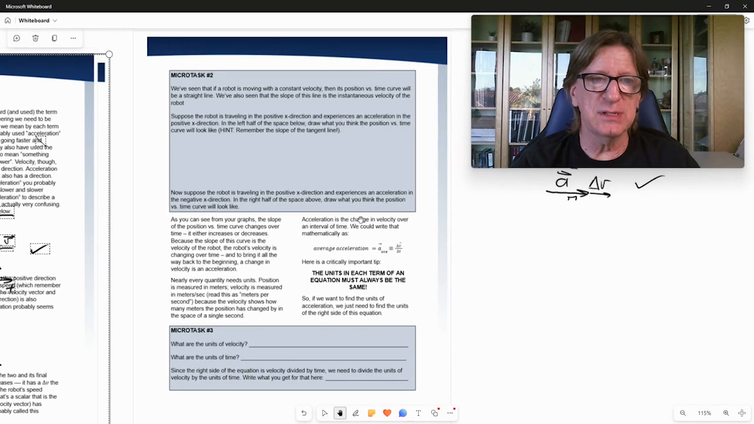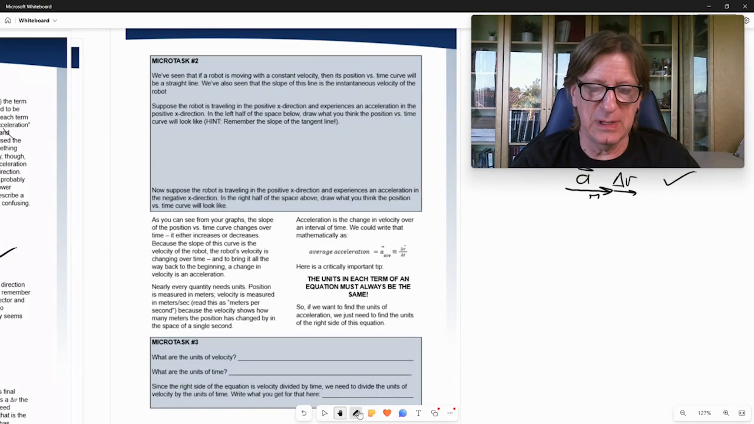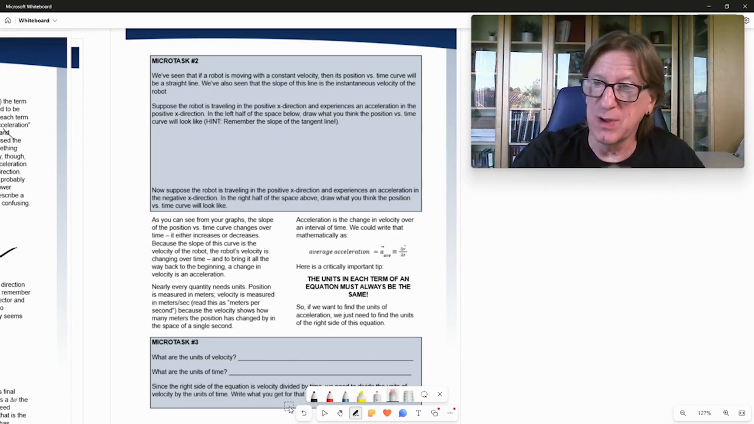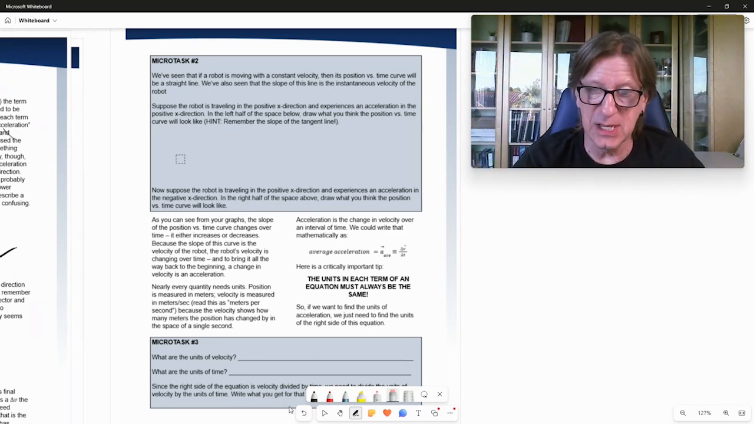So take a look at microtest 2 here. It says that we've seen that if the robot is moving with a constant velocity, then its position versus time curve will be a straight line, right? So constant velocity. Let's go ahead and sketch that right quick.